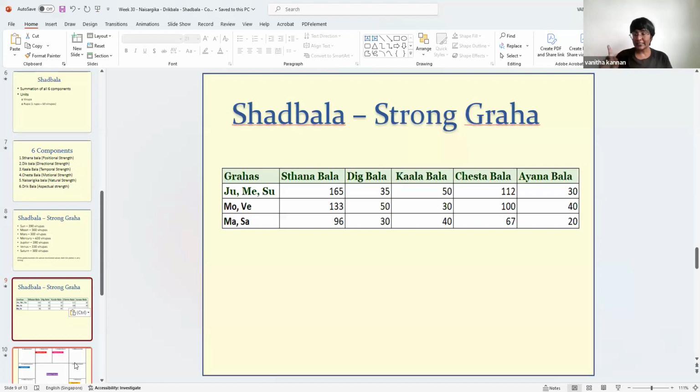We'll see an example now. After that, if you have any questions, you can ask. Let me switch the screen. I'm going to show the same thing in Jagannath Hora as well as in Astrosage. Let's see first in Jagannath Hora.